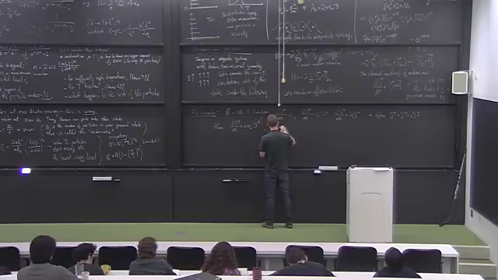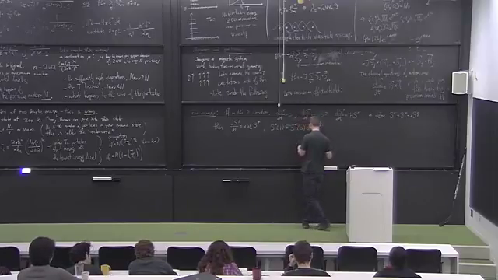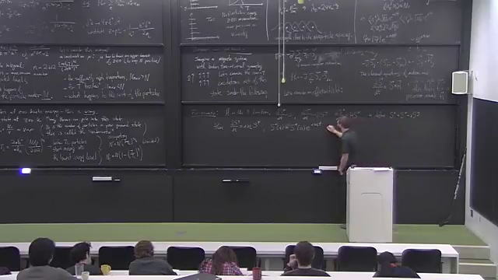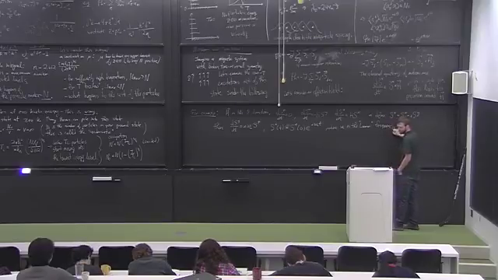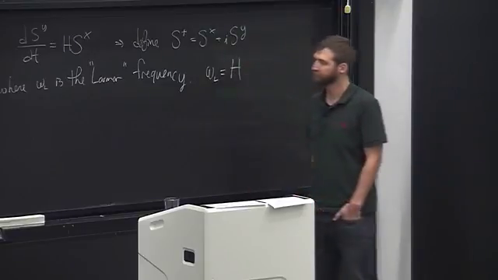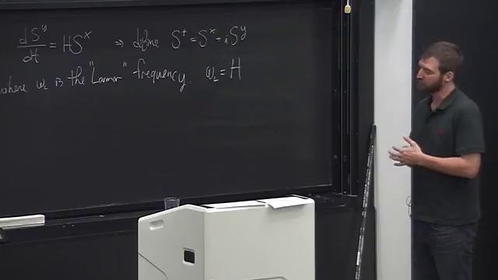which is just the argument of the exponential that results. And it's called the Larmor frequency. And here it's just, of course, h. Okay, so this is all just the classical equations of motion.